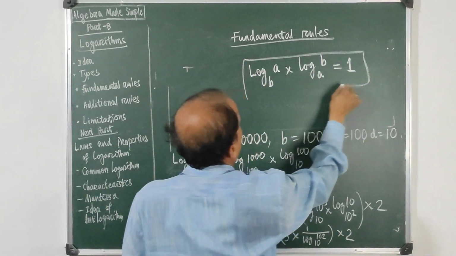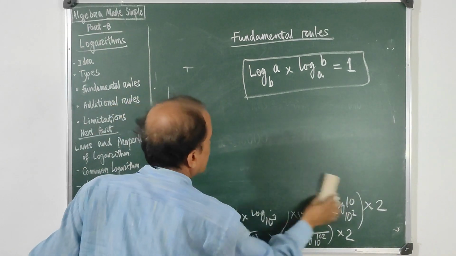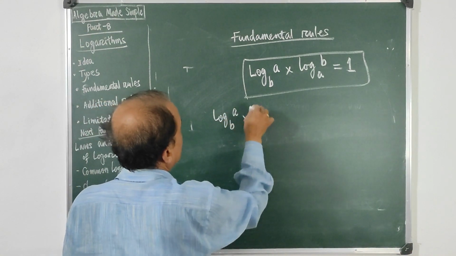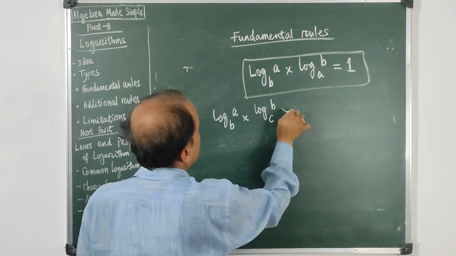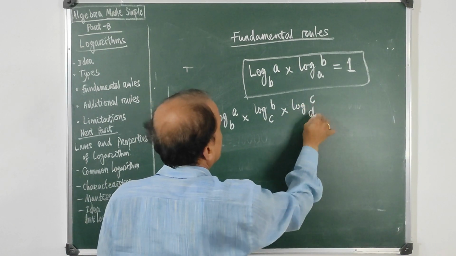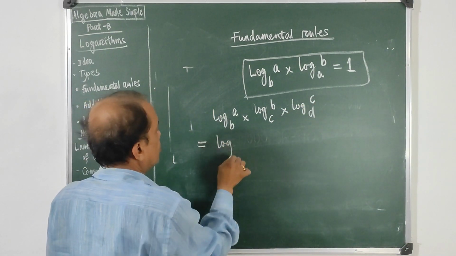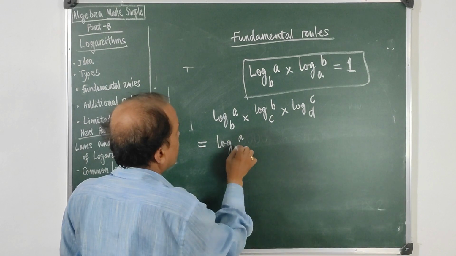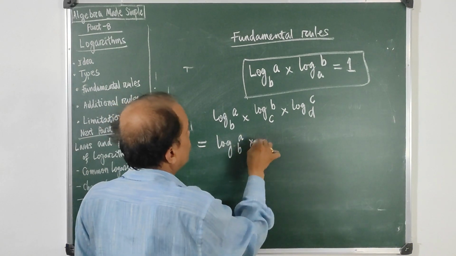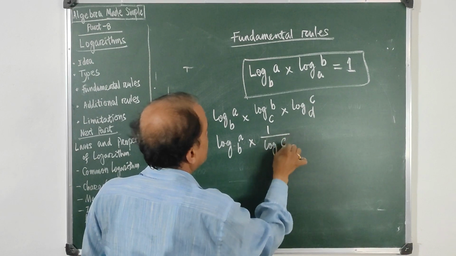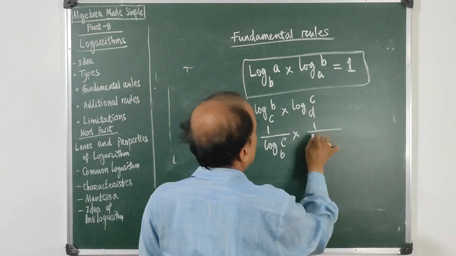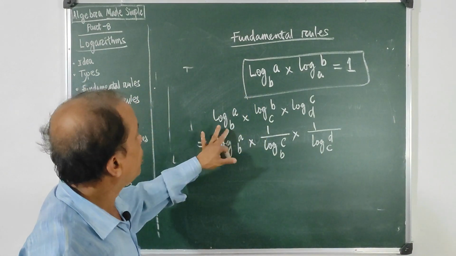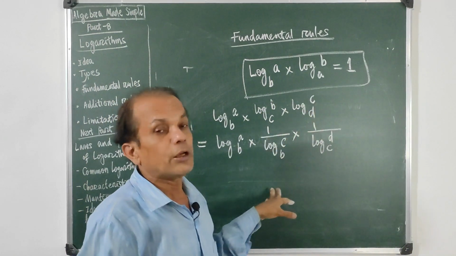If you just follow this rule, then you can also write log A to the base B into log B to the base C into log C to the base D. You can write this as, say we want to take the reverse thing, log A to the base B into 1 upon log C to the base B into 1 upon log D to the base C. You can also simplify this. When you have numbers here, then you can easily understand it.